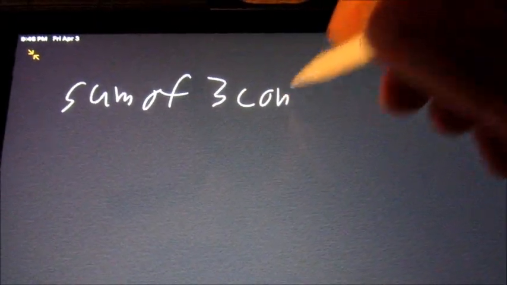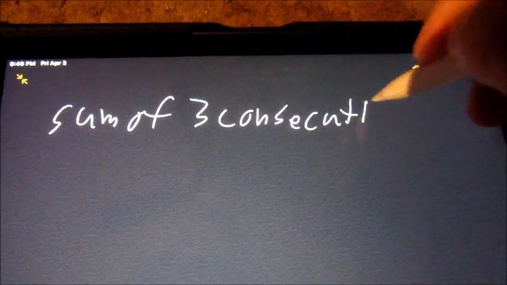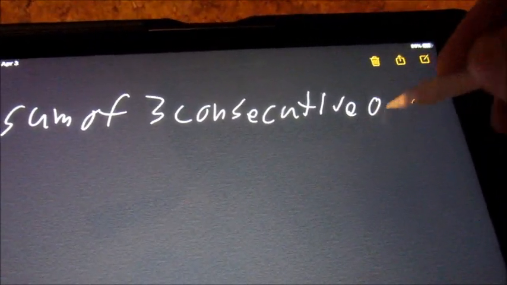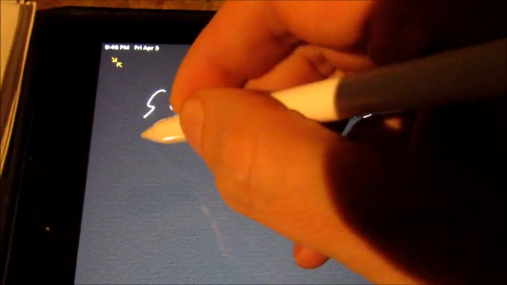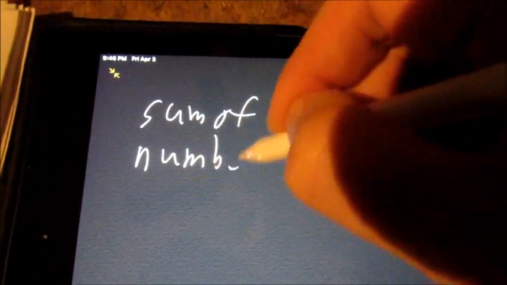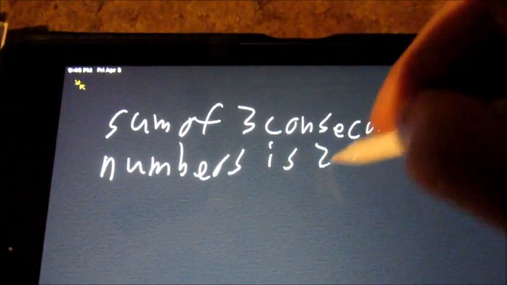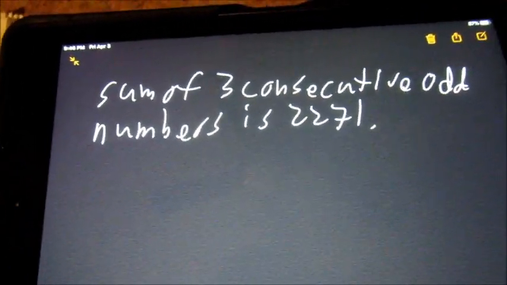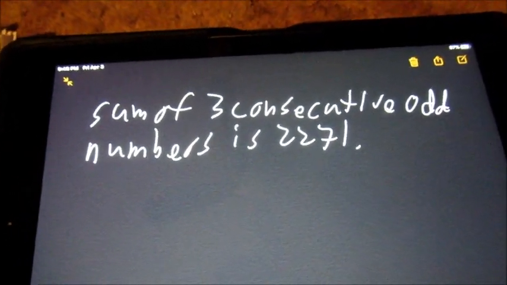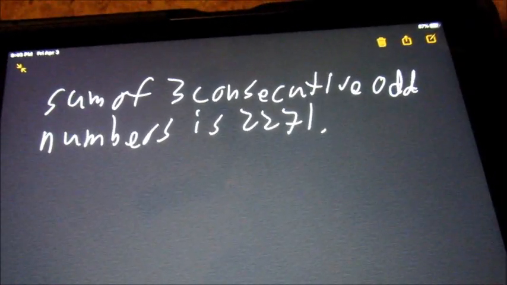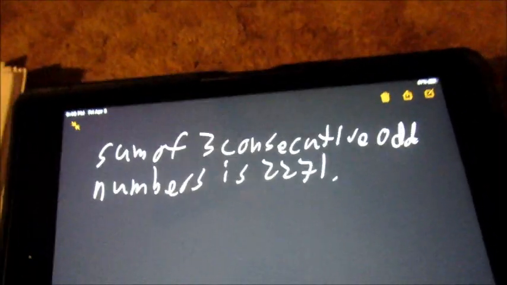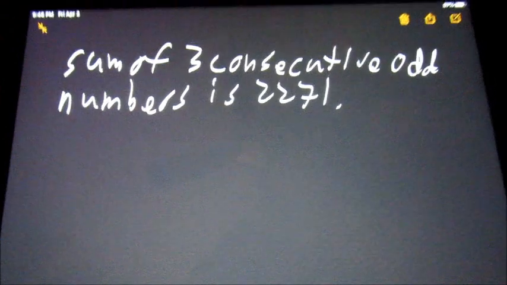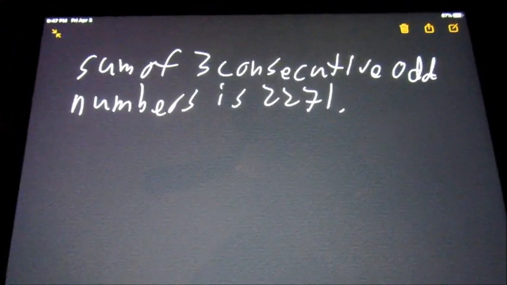Next, let's say we get the sum of 3 consecutive odd numbers is 2271. So odd numbers are 1, 3, 5, 7. If we did this where it was even, it'd be 2, 4, 6, 8.